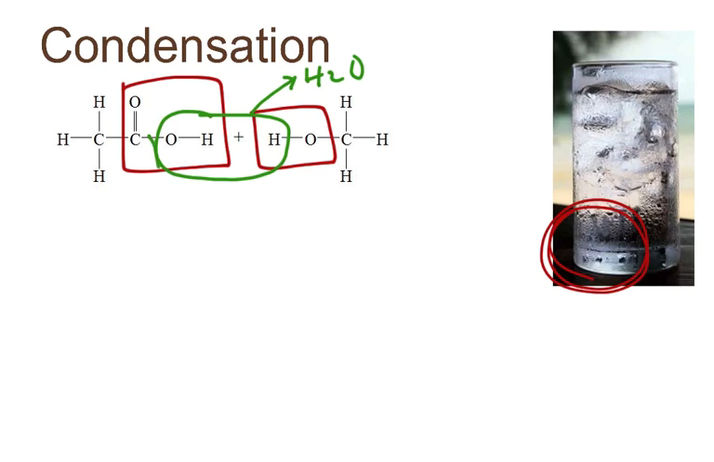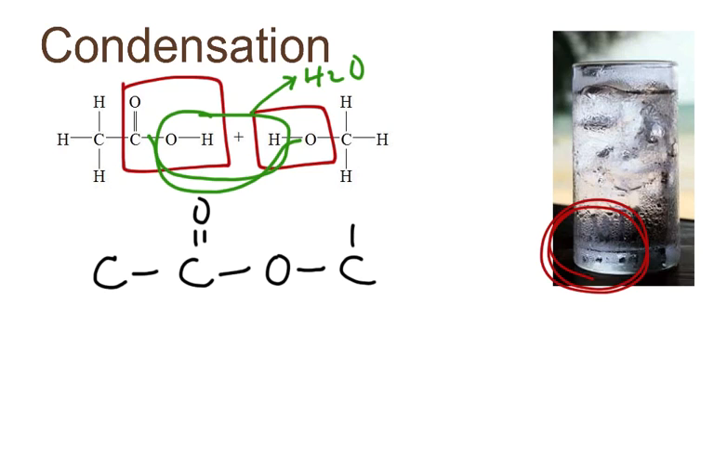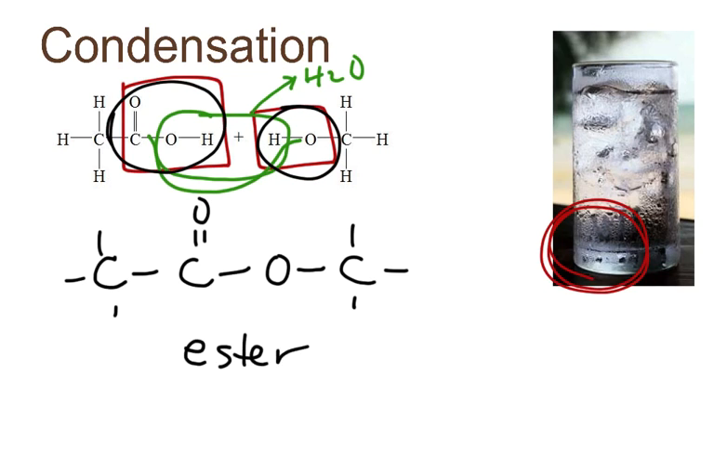So this carbon would bond onto that oxygen. To get the full molecule, we'd say we have a carbon. We have another carbon double bonded to an oxygen. And then we jump over to the other side where we have an oxygen and we have another carbon. So we put hydrogens there, we put hydrogens there. We started here with an acid and we had an alcohol, and now we end up with an ester. Now, it's kind of messy, but that's the way this works. So a water molecule is removed.